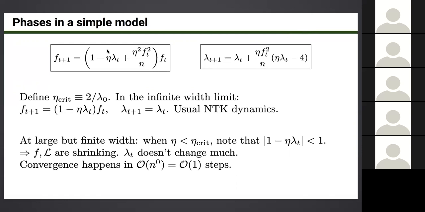We want to solve these dynamical equations as a function of eta in the large width limit. We're not going to solve them exactly. We're just going to talk about their fixed points and their rough behavior. So let's recover the lazy phase. If you take the infinite width limit, the second term drops out and this term drops out. And so the curvature is just constant. That's a sanity check that we recover the right result.